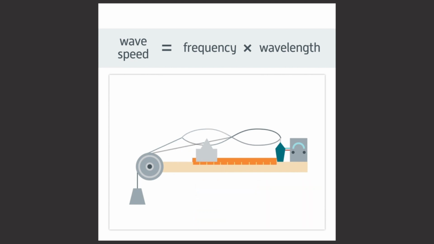To continue the experiment, move the bridge to alter the length of the string, reducing the wavelength each time. Now adjust the frequency by altering the signal generator output to produce the standing wave. Again, use the wave equation to calculate the speed. You should get the same wave speed each time within reasonable accuracy.